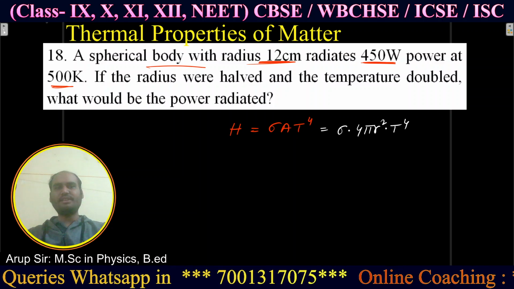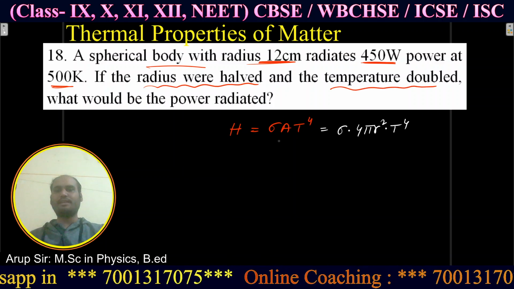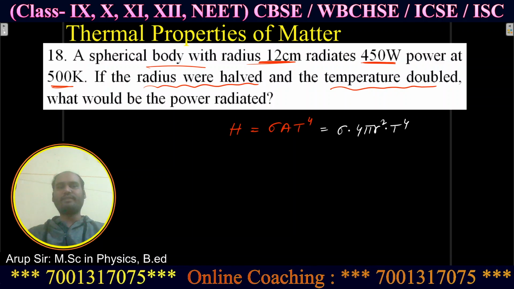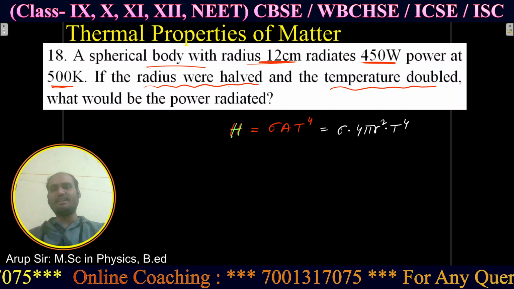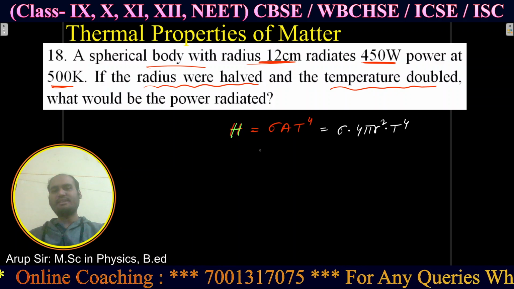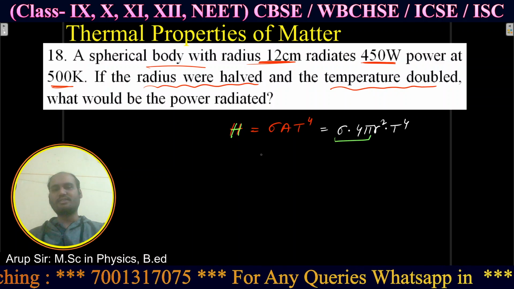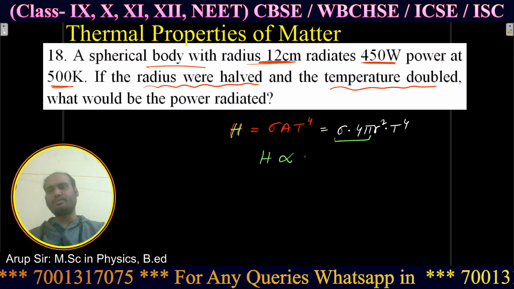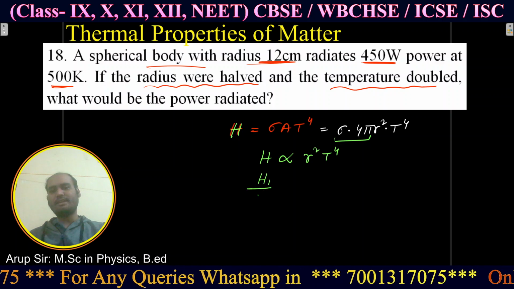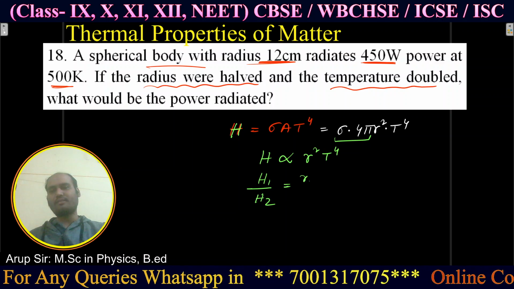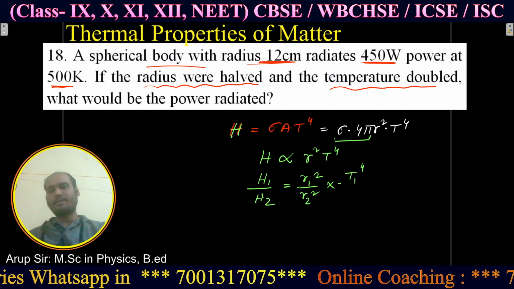Now the relation is like the radius is halved and temperature is doubled. Then what will happen? So basically we need to find out the relationship of this rate of heat transfer with radius and with temperature. You can see that 4 pi sigma is constant. So I can say H is proportional to r square T to the power 4. That means H1 by H2 is equal to r1 square by r2 square into T1 to the power 4 by T2 to the power 4.